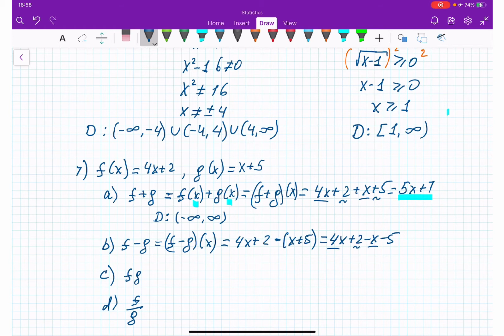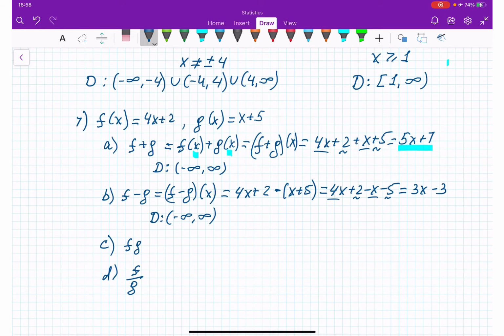Like terms, it's going to be 3x minus 3. Those are all real numbers. Do we have division? No. Do we have square root? No, which means domain is going to be negative infinity, positive infinity. Next, we are going to do multiplication.